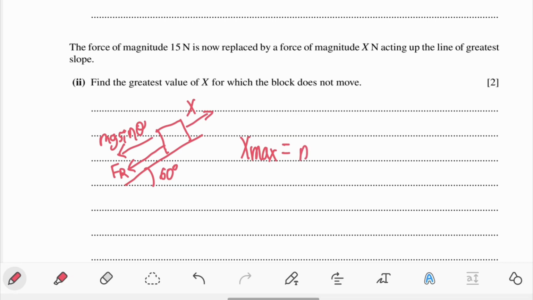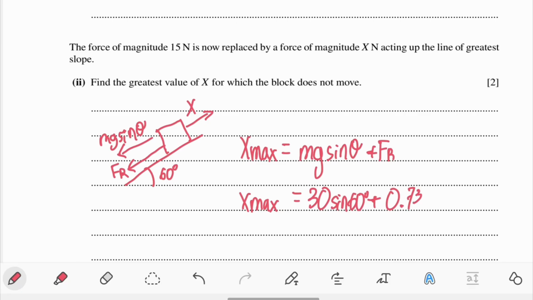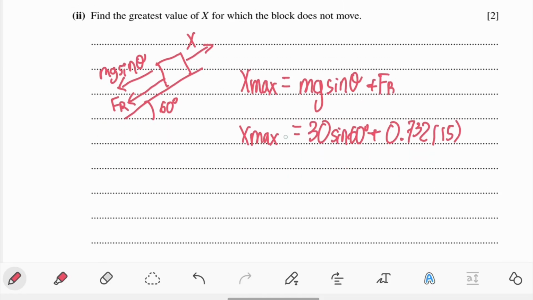So X max is mg sine theta plus the resistive force. So 30 sine 60 plus 0.732 times 15, which is 10.98. So basically, X max is 37.0 newtons.